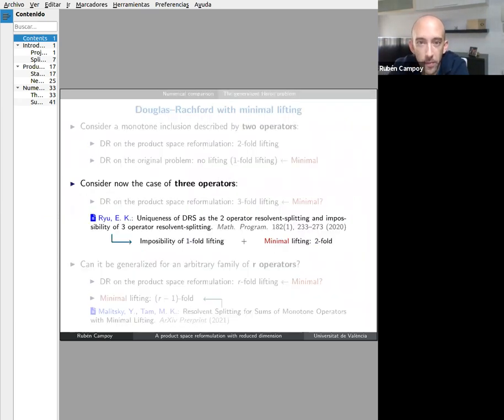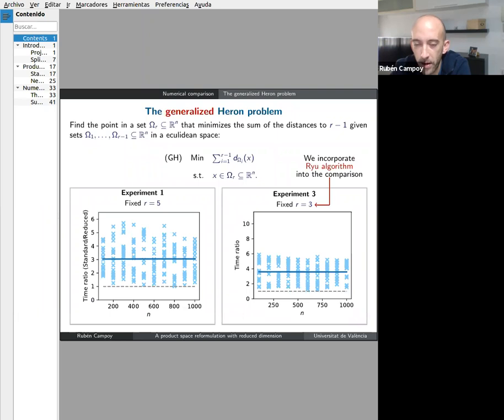RIU algorithm, when we were discussing minimal lifting, in the case of 3 operators, RIU showed that the minimal lifting was twofold by providing a new splitting algorithm. So I'm going to include this splitting algorithm into the comparison, and I get these results. The red one is for RIU. So reduced DR and RIU were around 4 times faster than the standard approach, but it is true that RIU was slightly faster than the reduced algorithm that we proposed.